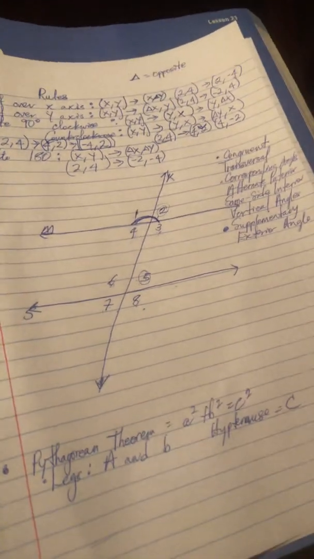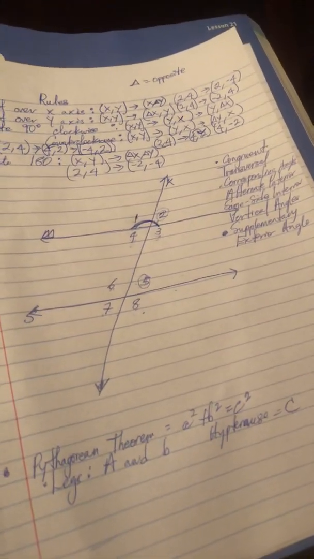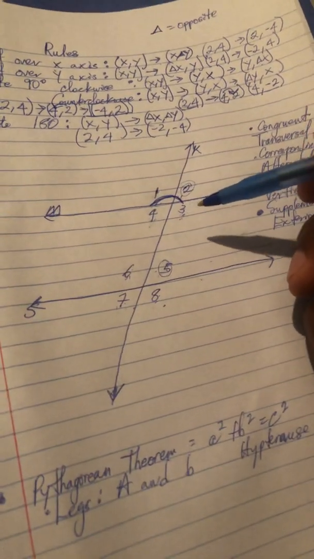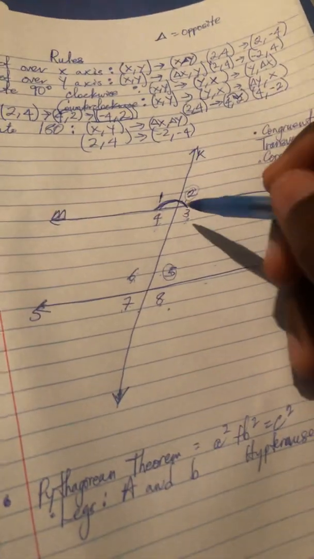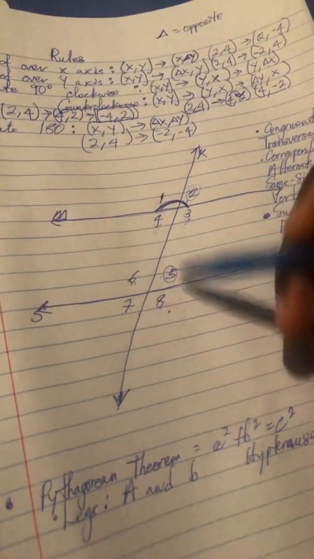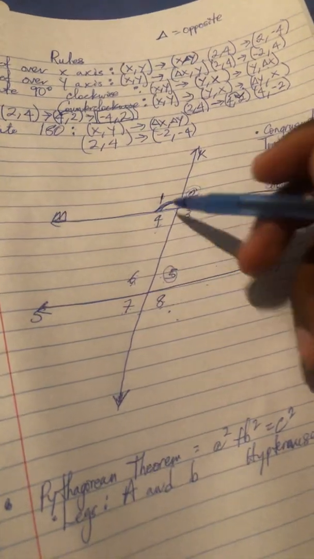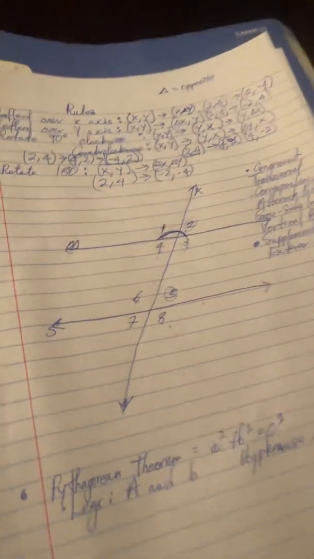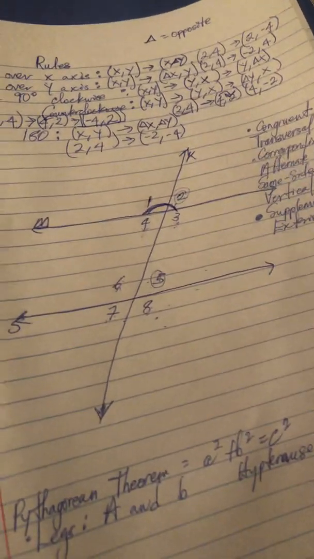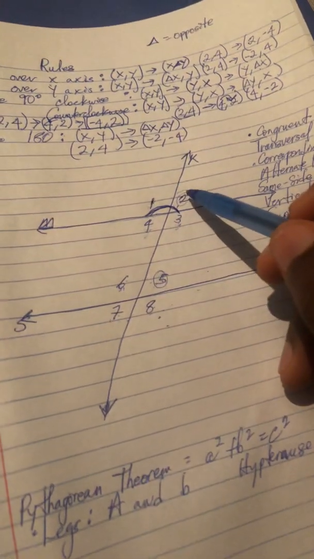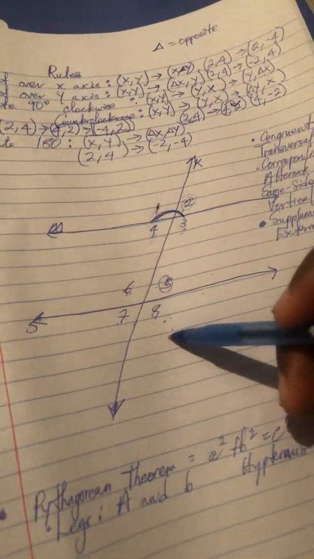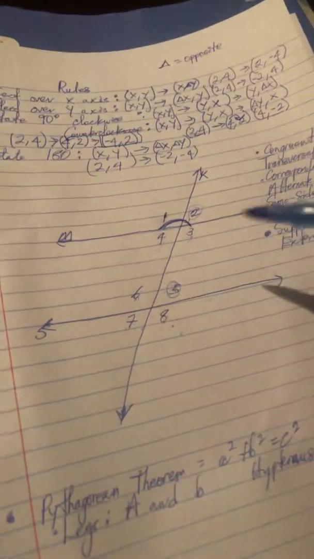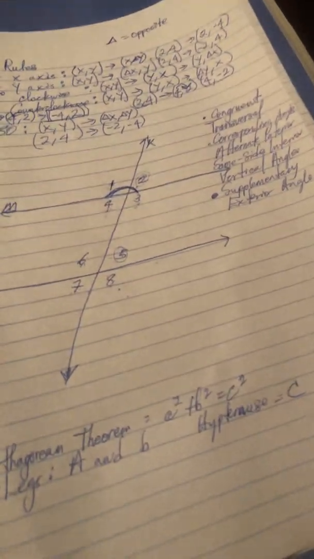So we also have alternate exterior angles. My alternate exterior angles will be angle 1 and angle 8 because they're both on the outside and they're on opposite sides of the transversal. And you also have same side exterior, so 2 and 8 are same side exterior angles because they're both on the same side of the transversal, but they're on the outside of the two parallel lines. So that's pretty much everything you need to know about angles.